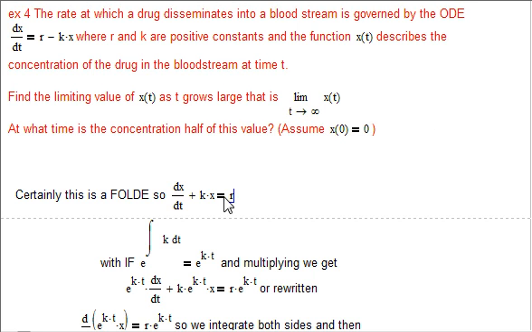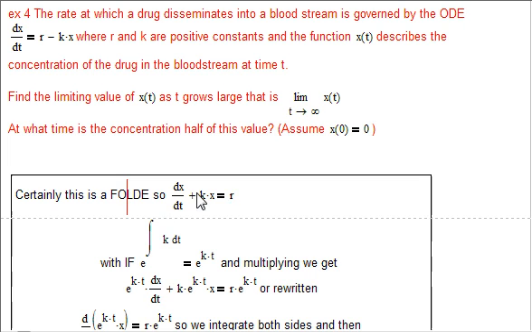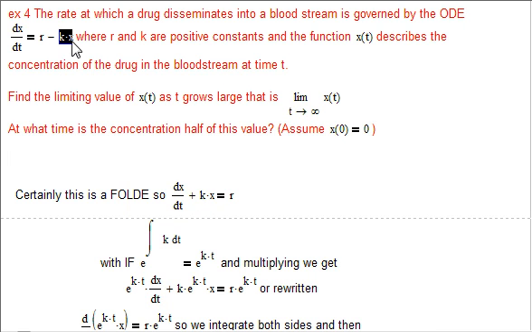Okay, certainly it's a first order linear differential equation. I don't think anyone would argue that, because if we just add the kx to both sides, there it is, and that can be solved with an integrating factor. See lesson 7 from unit 1. The integrating factor will be e to the integral of k dt.